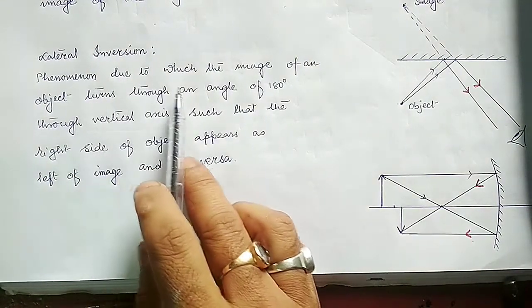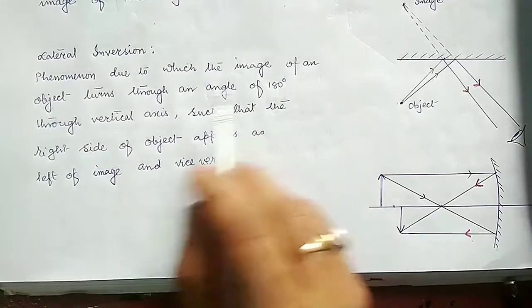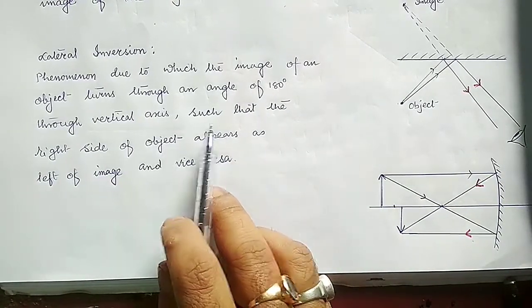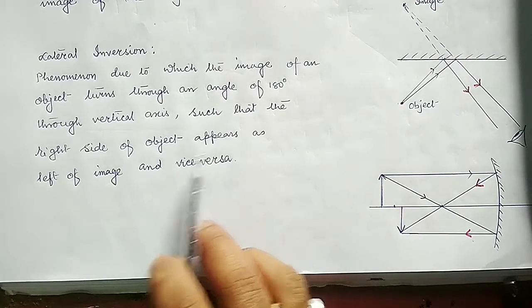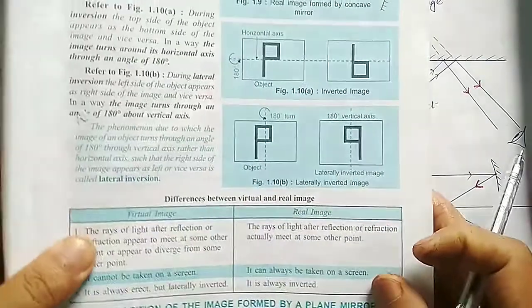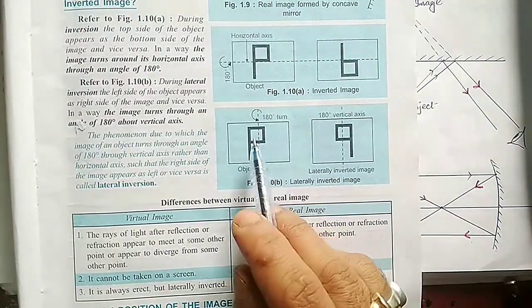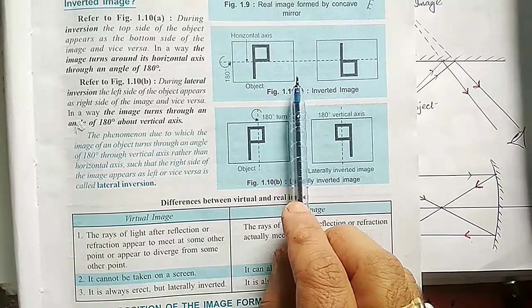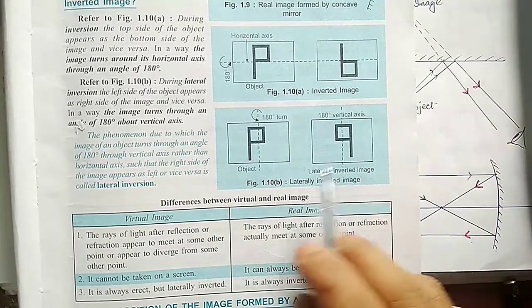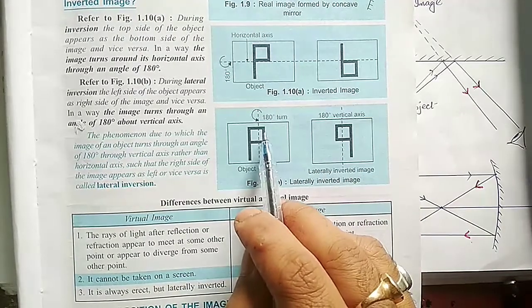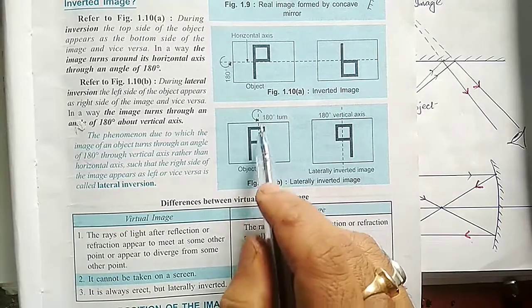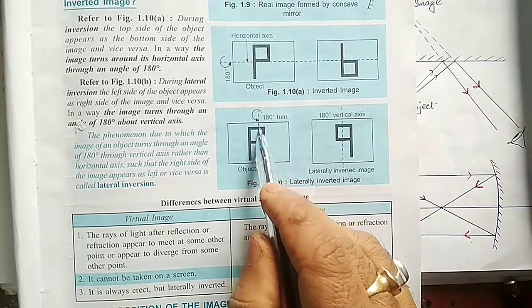It is a phenomenon due to which the image of an object turns through an angle of 180 degrees through the vertical axis, such that the right side of the object appears as the left of the image and vice versa. Here you can see in this figure, suppose this P is the object, and if I keep a mirror here, in the mirror you can see an image such that it would appear as if it is 9. Now this P rotates by an angle of 180 degrees through the vertical axis, because this line is the axis of rotation.